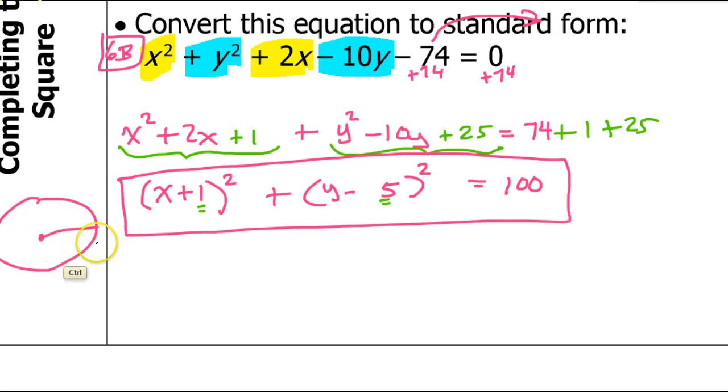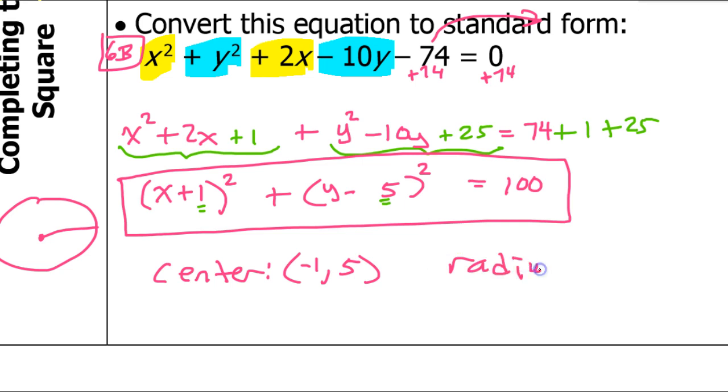Okay, the center, they didn't ask me for this, but if they had, it would be the opposite of this, comma, the opposite of this. So the center would be negative 1, comma, 5. And the radius would be the square root of this. So the radius would be 10.